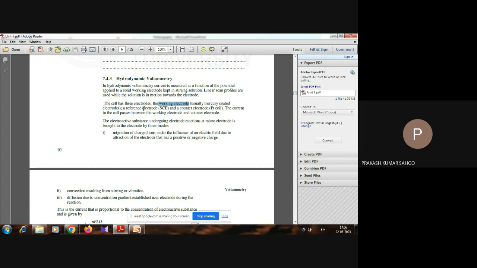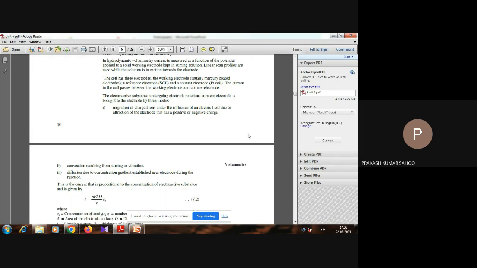The role of the reference electrode is to maintain the constant potential in the cell. So that's why the reference electrode is used, and the counter electrode is just the anodic part of this cell. So the current in the cell between the working electrode and counter electrode, the electroactive substance undergoing electrode reaction at the microelectrode is brought to the electrode by three modes.